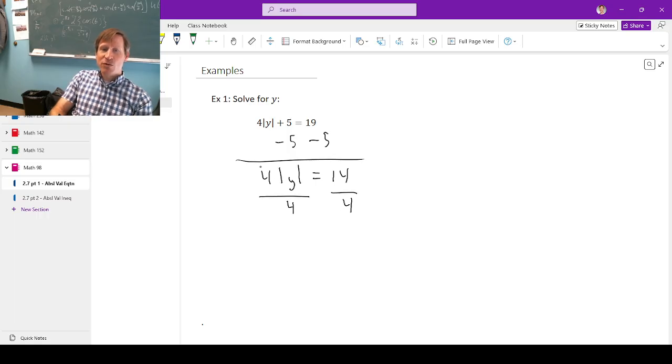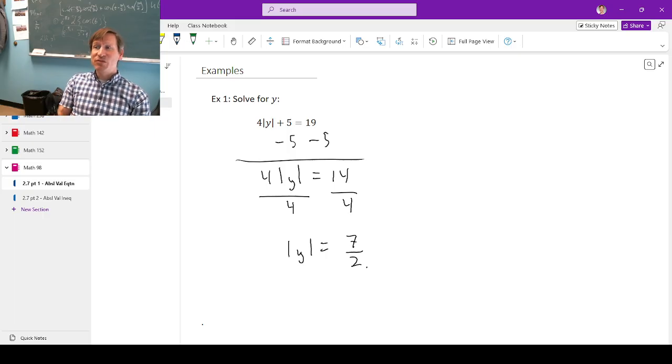On the left-hand side, the 4's cancel, and we get the absolute value of y. On the right-hand side, we get 14 over 4. We can simplify that a little bit. That's 7 over 2, I think, so 7 halves. Okay, now we've solved for the absolute value of y. Absolute value of y equals 7 over 2. But we haven't finished solving for y yet, right?